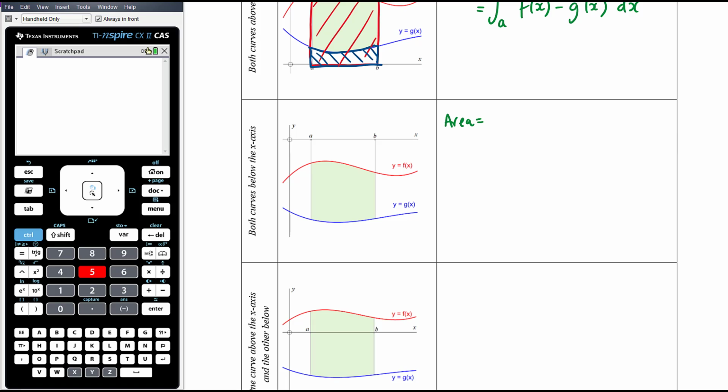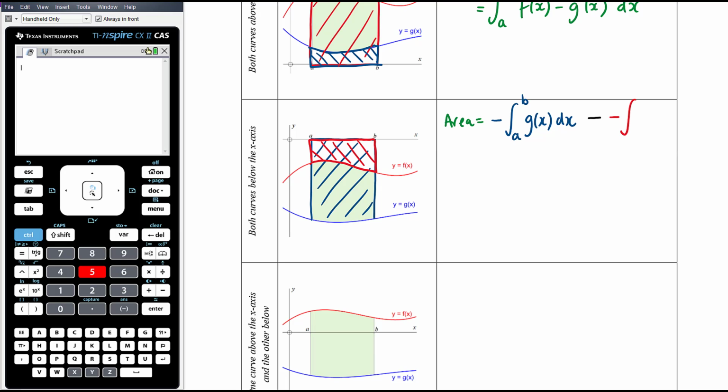So here, we want to find the green area. To do that, we're going to need to find this blue area here, and then take away this red area. Okay, so the blue area, it's an area under the curve, so it's a negative integral. I'm going to write it as a negative integral here, from a to b of g of x. That's the blue area. And then we would want to take away the red area, which is a negative integral, again, because it's under the x-axis, from a to b of f of x.